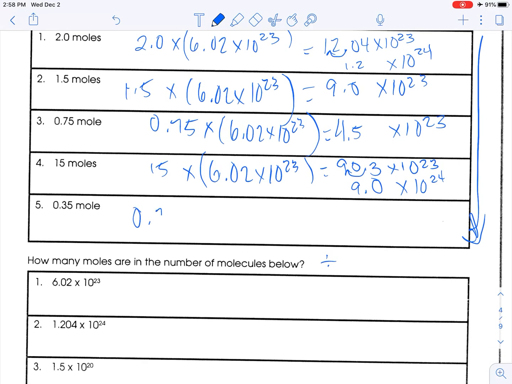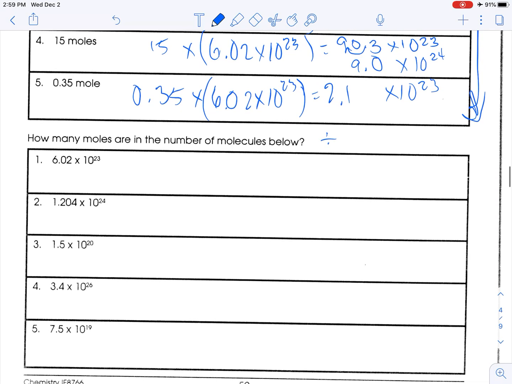Last one, 0.35 times the quantity, 6.02 times 10 to the 23rd. So 0.35 times 6.02 gives me 2.107 times 10 to the 23rd. My scientific notation is correct, but not my sig figs, so I'm going to get rid of the 07. 2.1 times 10 to the 23rd.